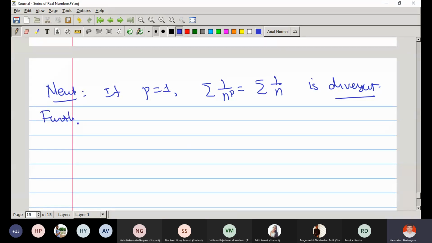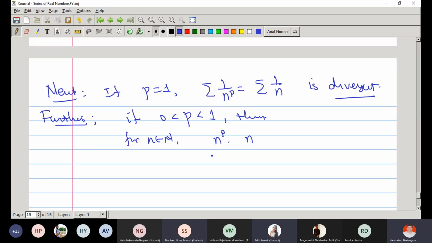Further, if 0 is less than P less than 1. Now if P is less than 1, then for natural number n, what is the relation between n to the power P and n to the power 1? Which quantity is larger and which quantity is smaller? n raised to 1 is larger.